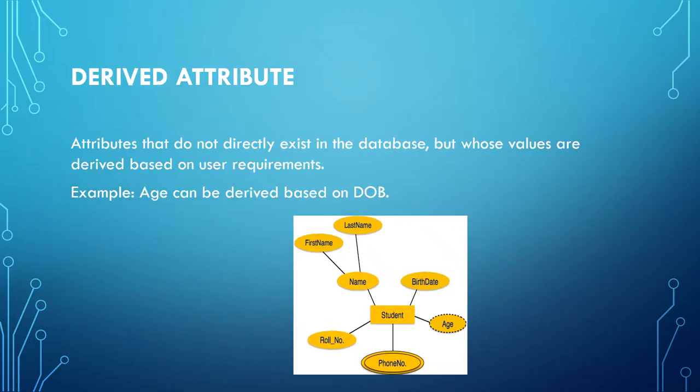Derived attributes. The attribute that can be derived from the other attributes and does not need to be already present in the database is called a derived attribute. Derived attributes are not stored in the database directly. They are calculated using the stored attributes in the database. Here, the student has multiple attributes including date of birth and age. It is observed that age can be calculated with the help of the date of birth attribute. So, age is a derived attribute that is derived from the attribute date of birth. It is represented by a dotted oval.